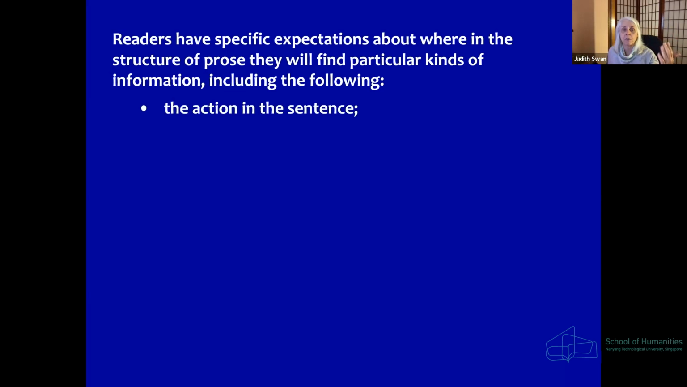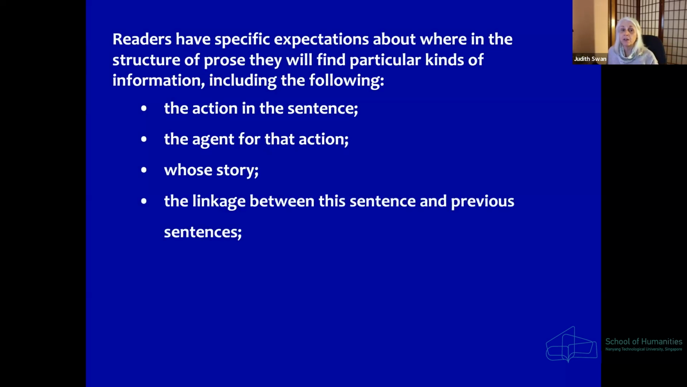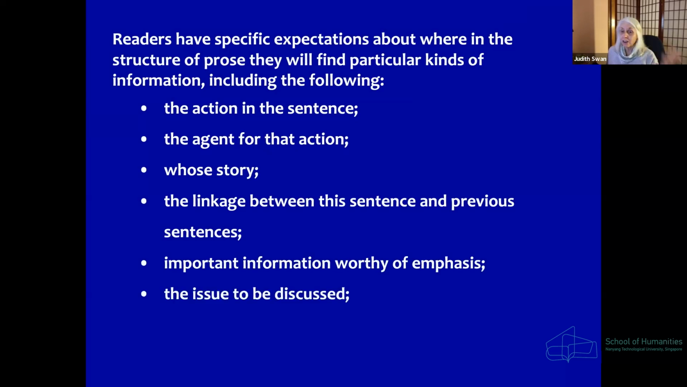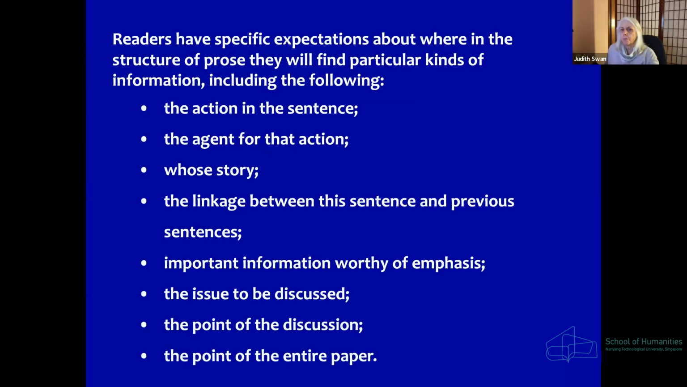Readers have expectations about where they will find the action in a sentence, the agent or the thing or person responsible for that action, whose story this sentence is telling, what orientation the reader takes through it, the linkage between this sentence and the previous sentence, the important information in this sentence that deserves emphasis, the issue that's going to be discussed for a passage or a paragraph, the point of that discussion, the point of the entire paper. There's locational instruction that guides readers' interpretations in all these areas. And what we're going to look at is a particular set of expectations that are early on in this list.